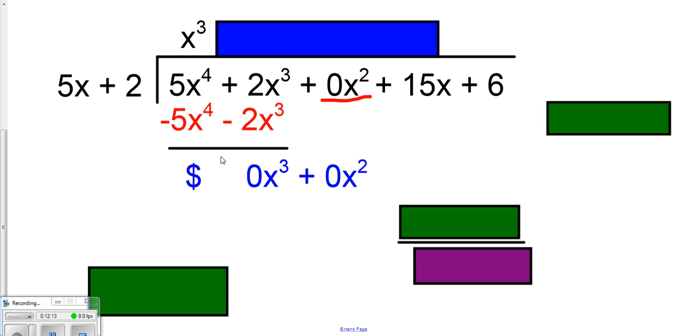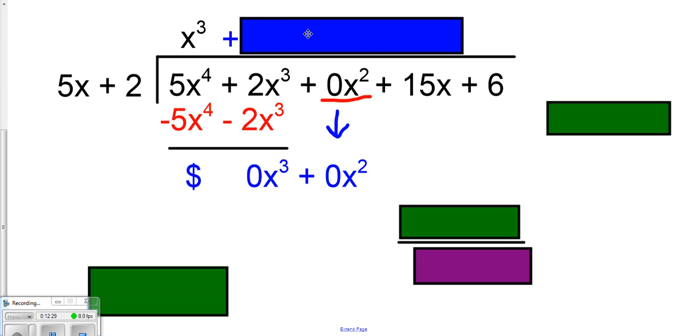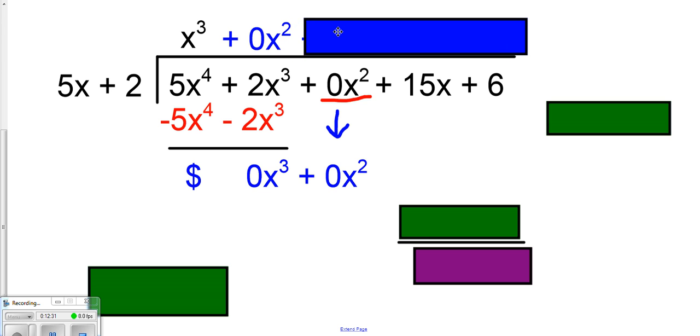So I put my money symbol. 2x cubed minus 2x cubed came out to a 0x cubed, and I always have to bring down the next term. Now notice, 5x does not go into x cubed. It's like I have a 0x squared there. So I could go through the process of multiplying this times each one and putting my zeros. They would subtract to get 0.